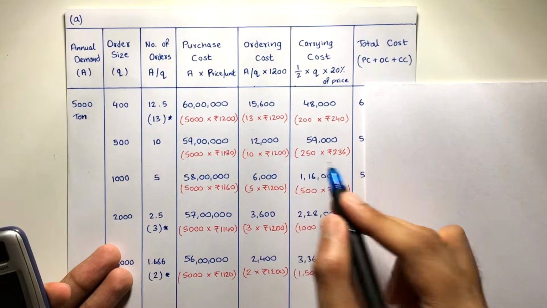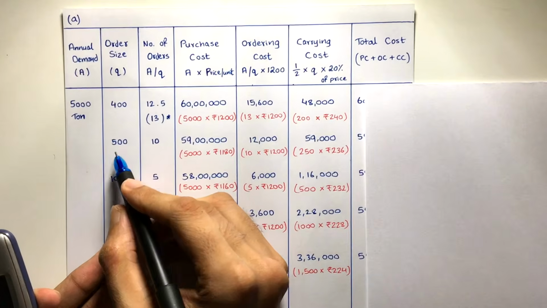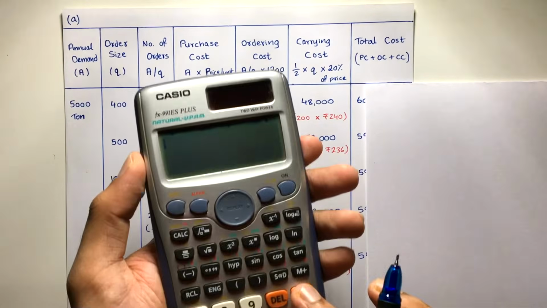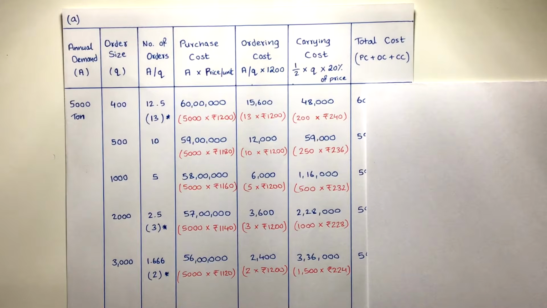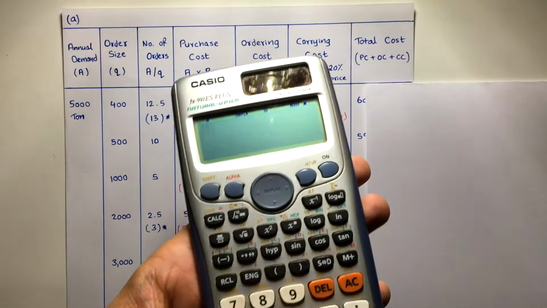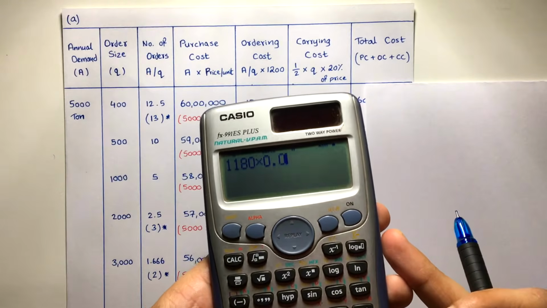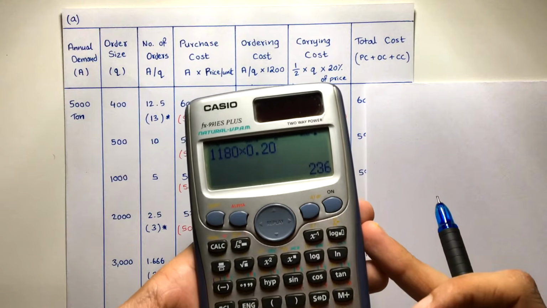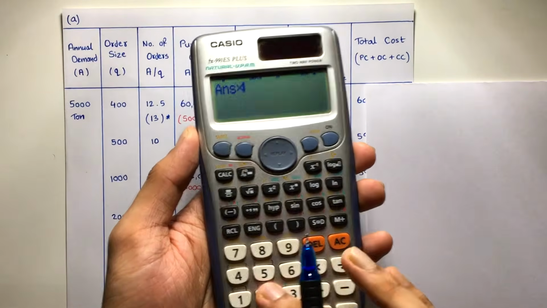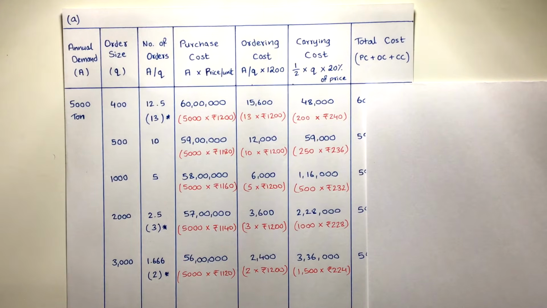Now let's see over here. In the second level, average inventory is half of 500. That's 250 into 236. How did we get that 236? It's really simple. What's the price of the second level? 1180, right? So 1180 into 0.20, that's equal to 236. So 236 into 250, that's equal to 59,000. Is it clear? Simple and straightforward.